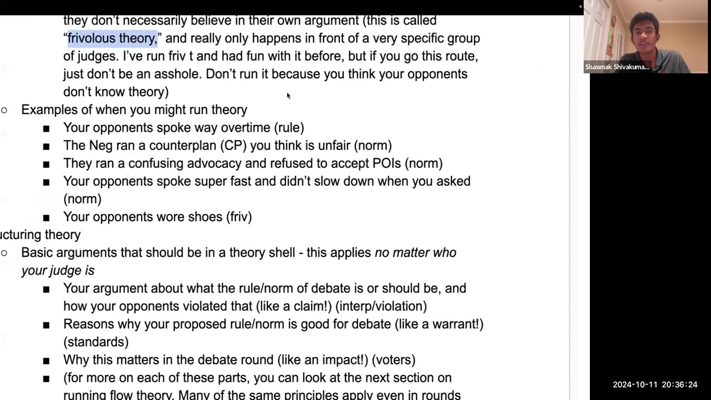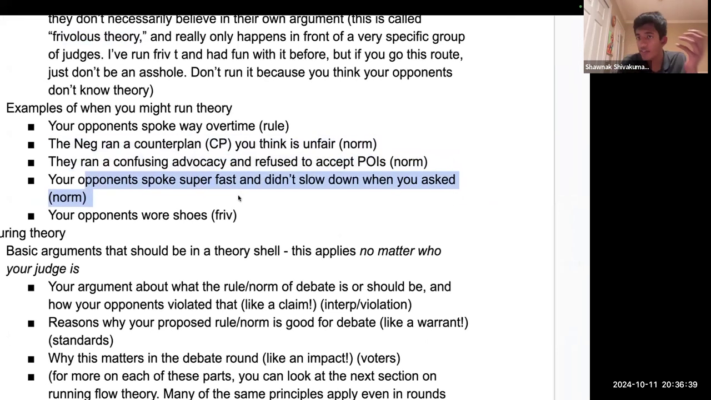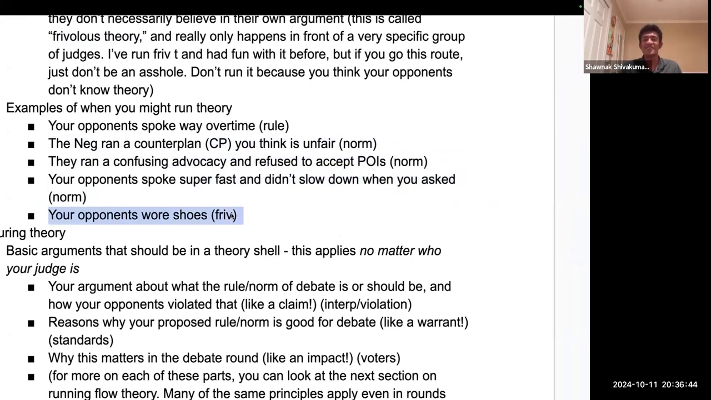Examples of when you might run theory: your opponent spoke way over time. The neg ran a counter plan that you think is unfair, like our 99% example. They ran a very confusing advocacy and refused to accept POIs. Your opponent spoke super fast and didn't slow down when asked. These are all examples of when you would run theory, or frivolous theory. We'll talk about this one later.